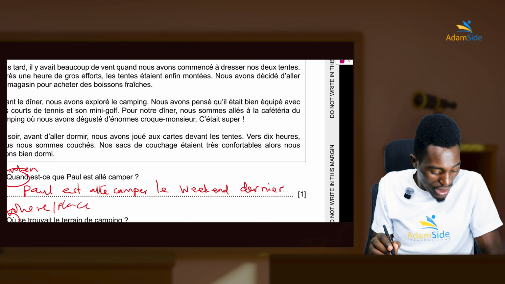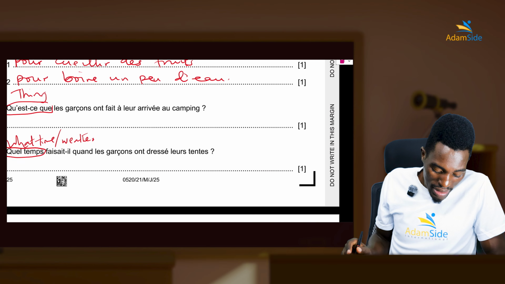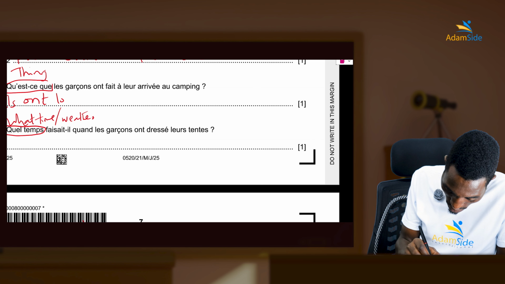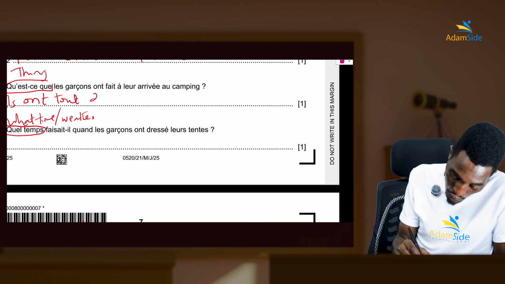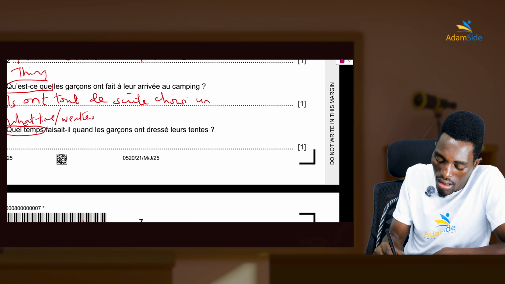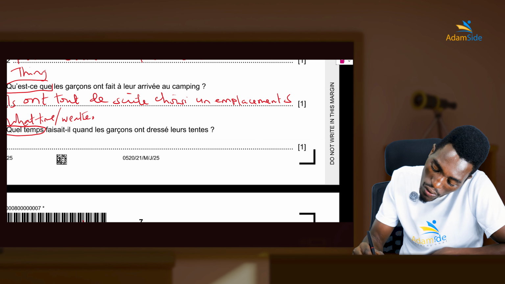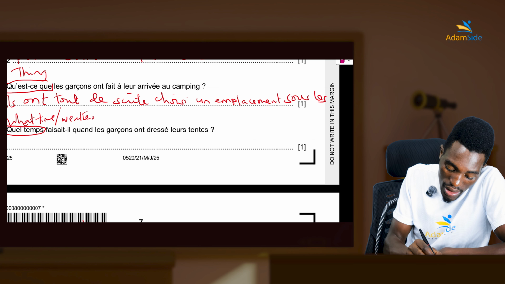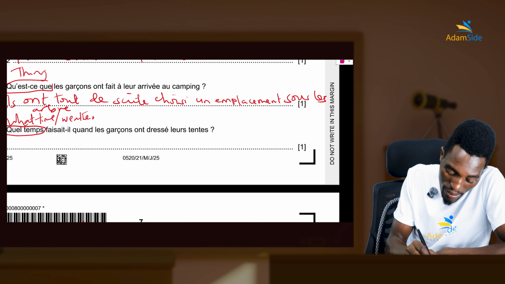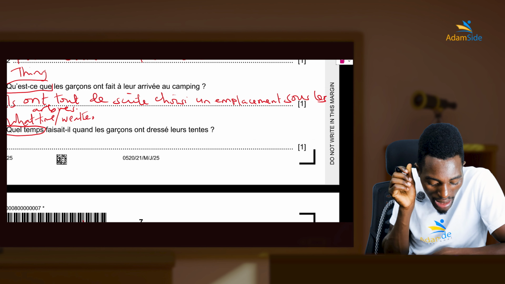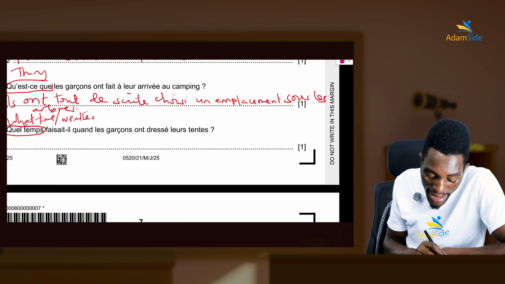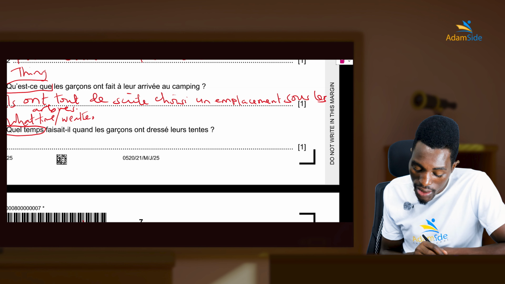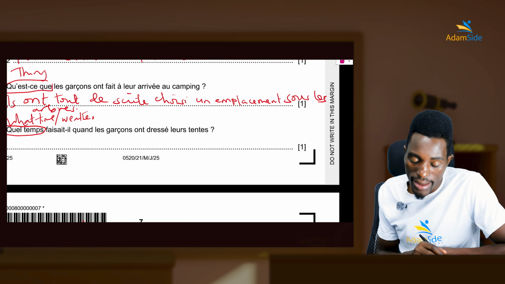So I'm going to change just the personal pronoun. So you say, ils ont tout de suite choisi un emplacement sur les arbres. Then I have to go to question F. Quel temps faisait-il? What was the weather when the boys were putting up their tent?